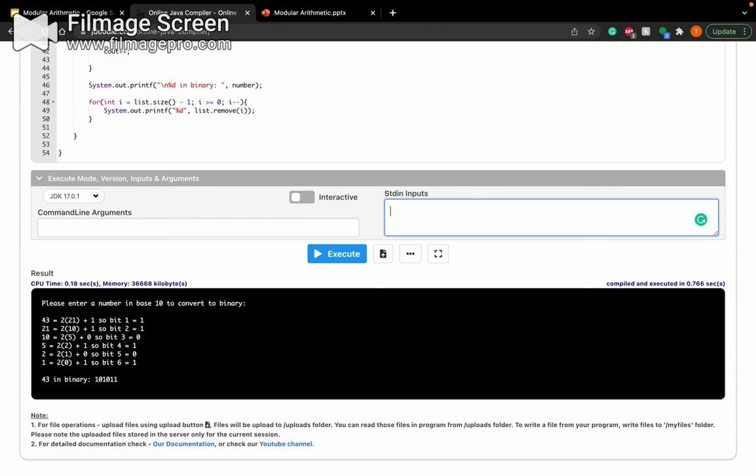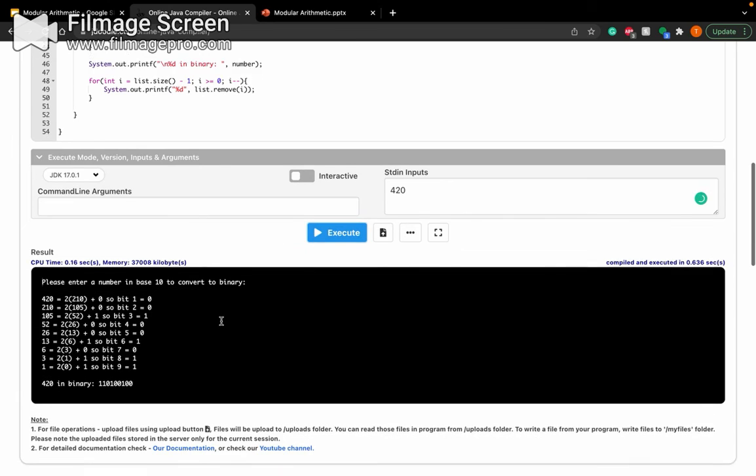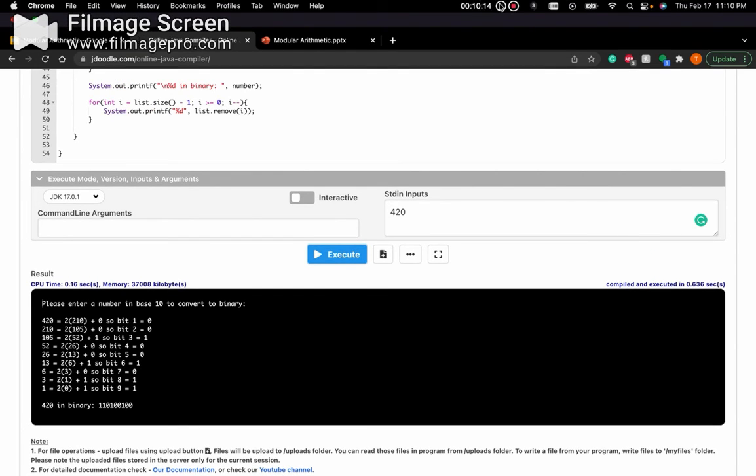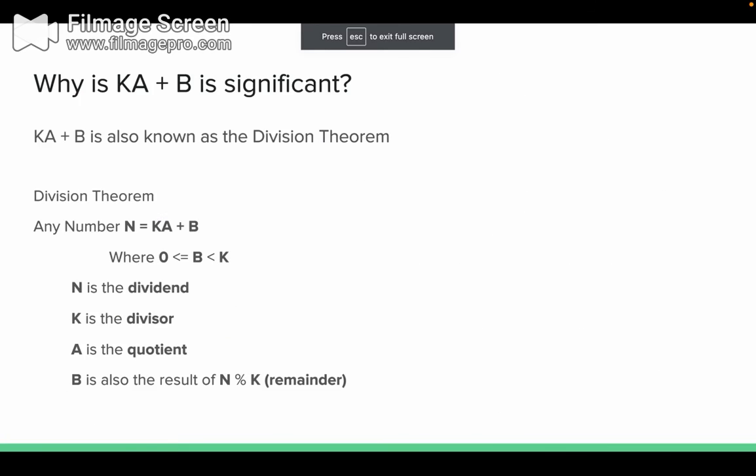Let's try another number. So here we have all of our remainders right here. So bit 1 would be 0, bit 2 would be 0, bit 1 would be 1. As you can see, they correspond with our number in binary.